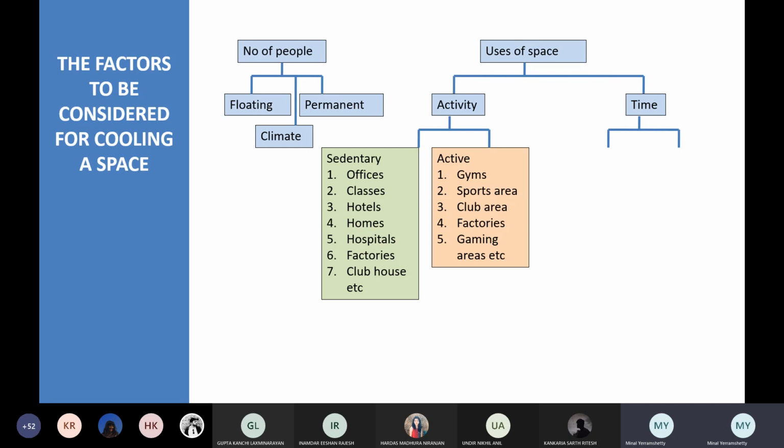Okay. Then factories, again, depends what kind of factory it is. In some factories, they had shown one very nice documentary on Ferrari, how Ferraris are made.